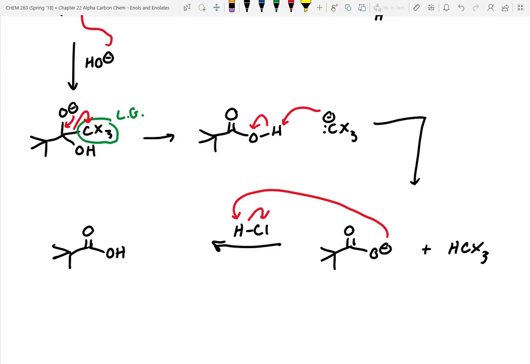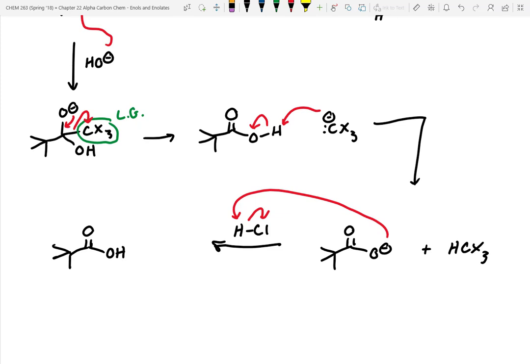So in your poster or paper, you are asked to show this whole mechanism. Like I said, just show it as Cl2. Don't worry about the overall bleach. It's in equilibrium, and the equilibrium is somewhat complicated. All right, so that's the last reaction for alpha halogenation.